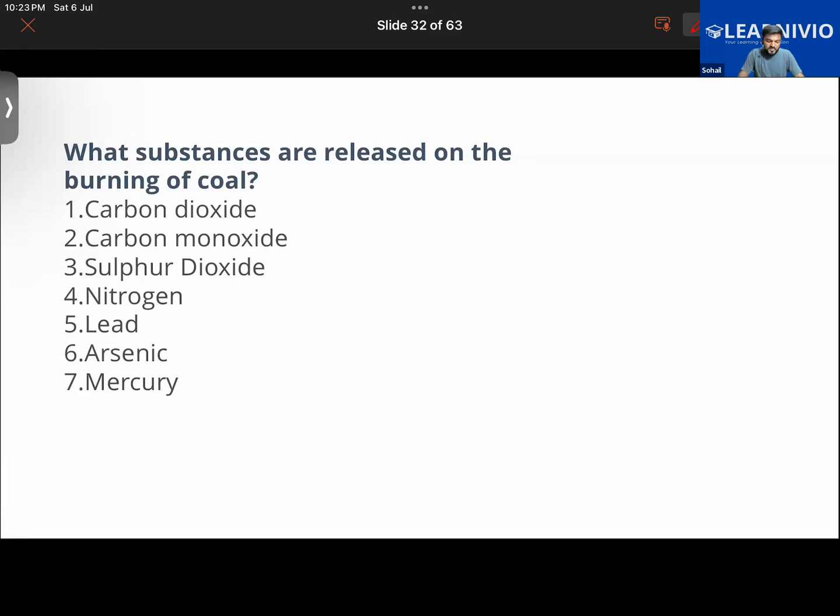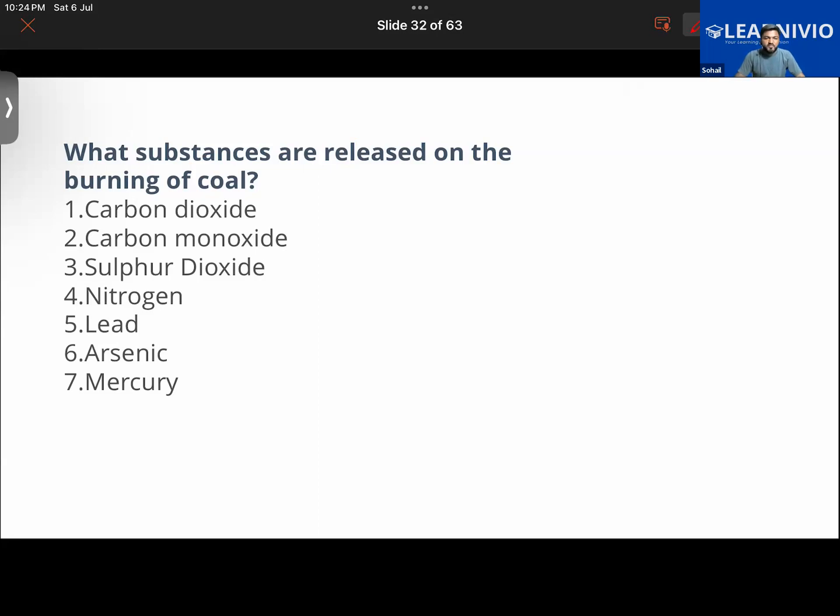Furthermore, here I have written the substances that are released when coal is burnt. Also, the amount in which these things are released will vary from coal to coal. Like in anthracite, a smaller amount of carbon monoxide, sulfur dioxide, nitrogen, lead, arsenic, or mercury will be released. Coal of poorer quality will release more pollutants in the air, obviously.